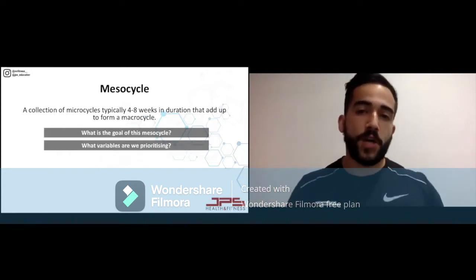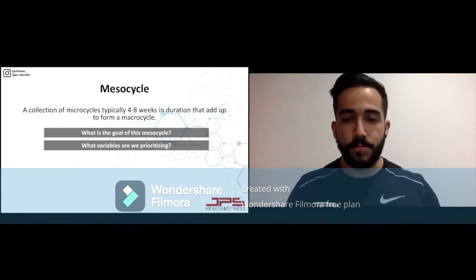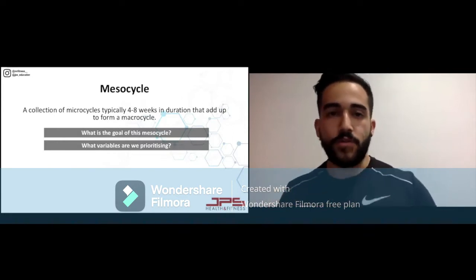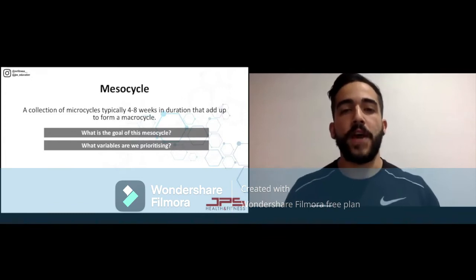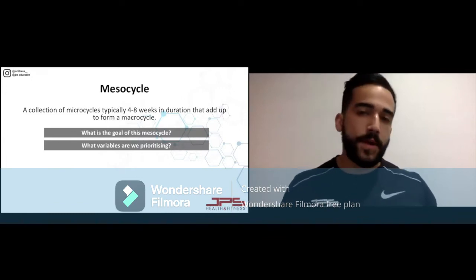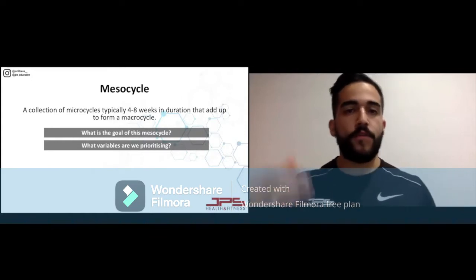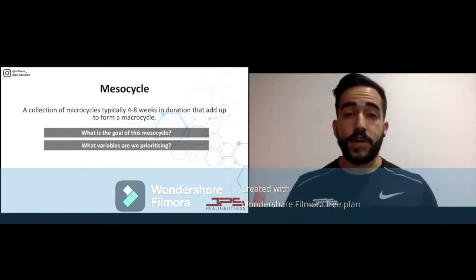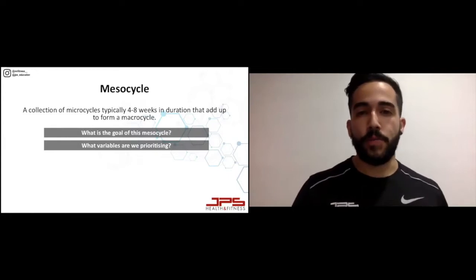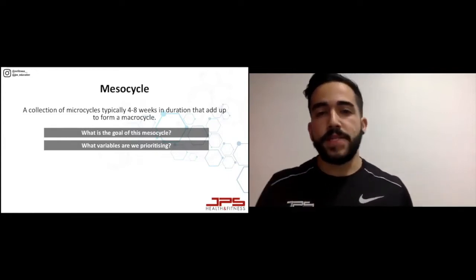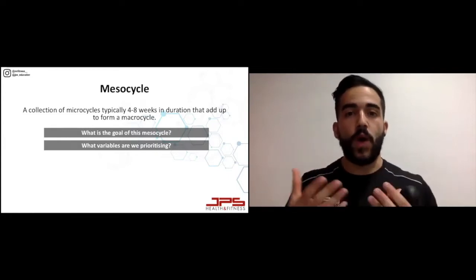There needs to be coherence between mesocycles. What variables am I going to prioritize in this mesocycle? Is it going to be volume? Is this going to be a high volume phase of training? What about intensity? What's intensity going to look like if my volume is high? What if the goals are strength? Well, maybe intensity will be emphasized. In this case, I'm referring to absolute intensity, so the weight on the bar.